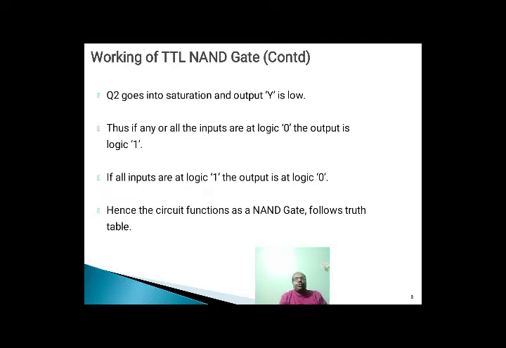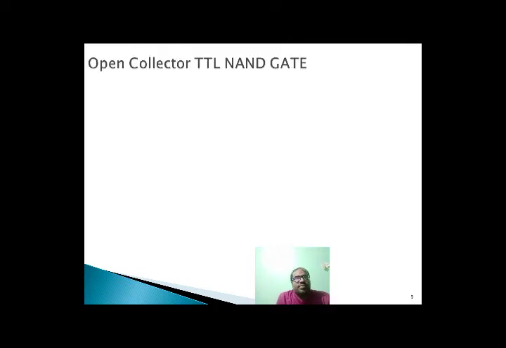Here, Q2 goes into saturation and output Y is low. Thus, if any or all the inputs are at logic 0, the output is logic 1. If all inputs are at logic 1, the output is at logic 0. Hence, the circuit functions as a NAND gate, follows the truth table.